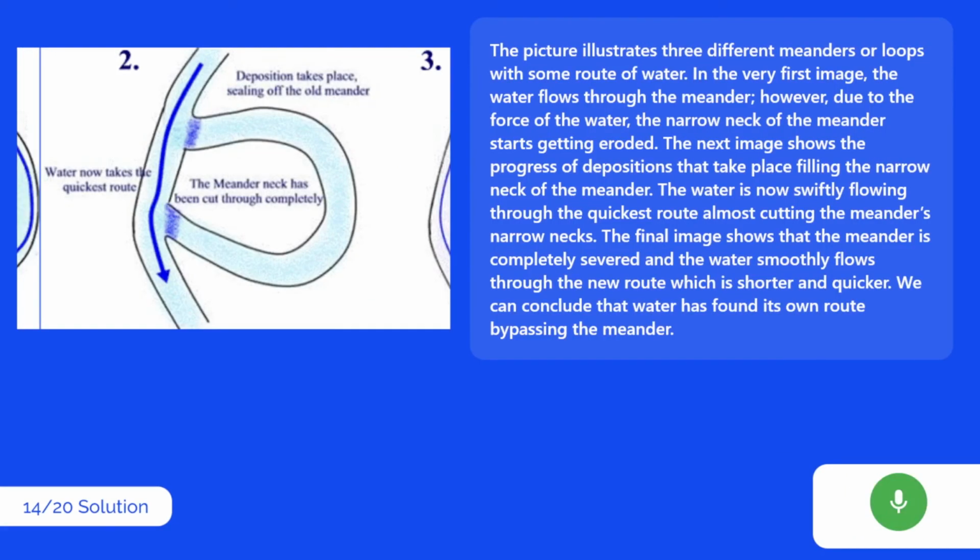The picture illustrates three different meanders or loops with some route of water. In the very first image, the water flows through the meander, however, due to the force of the water, the narrow neck of the meander starts getting eroded. The next image shows the progress of depositions that take place filling the narrow neck of the meander. The water is now swiftly flowing through the quickest route, almost cutting the meander's narrow necks. The final image shows that the meander is completely severed and the water smoothly flows through the new route, which is shorter and quicker. We can conclude that water has found its own route by bypassing the meander.